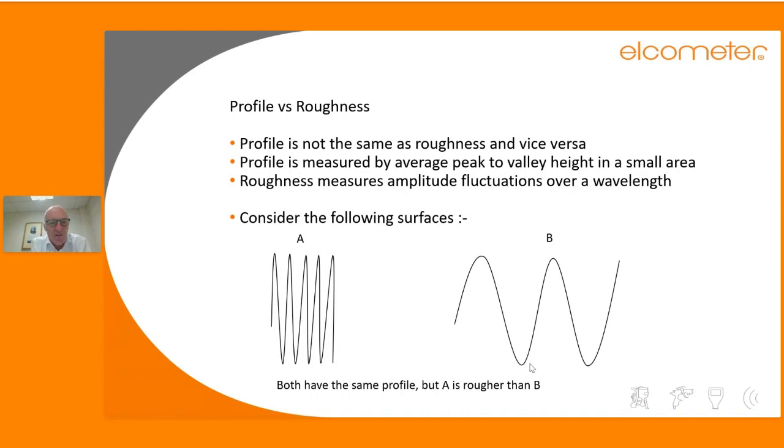Whereas roughness measures the peaks and the valleys, but also measures across a certain distance that will give you the amount or the frequency of the peaks and valleys. Basically, the higher the number of valleys and peaks across a certain area, the rougher the surface. So if we look at diagrams A and B on the screen, both have the same profile, but A is rougher than B because there are more peaks and valleys across a certain area. So we have to be careful when we're specifying profile and roughness.